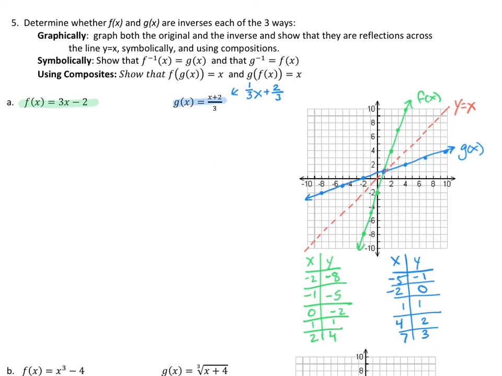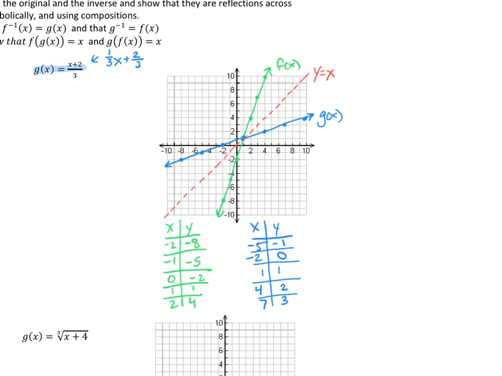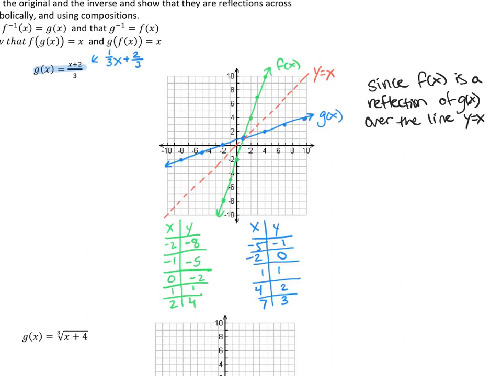So if they are reflections of each other, you know what? Let's write a conclusion statement. I'm going to do that off to the side over here. So let's see. Since f of x is a reflection of g of x over the line y is equal to x.